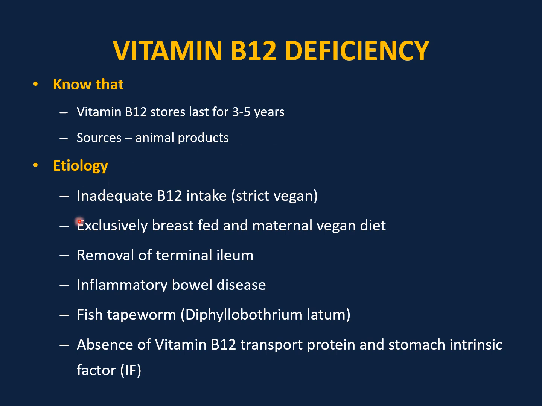So etiology: inadequate intake of B12, like a strict vegan, meaning no milk, no egg, no source from animals, or exclusive breastfeeding with a maternal vegan diet at the same time. Removal of the terminal ileum for any reason, or disease of the terminal ileum like Crohn's disease, or even a tapeworm like Diphyllobothrium latum, affects the absorption of B12 in the small intestine. Absence of B12 transport protein and stomach intrinsic factor is also very important, because B12 needs to combine with intrinsic factor from the stomach to be absorbed in the terminal ileum.